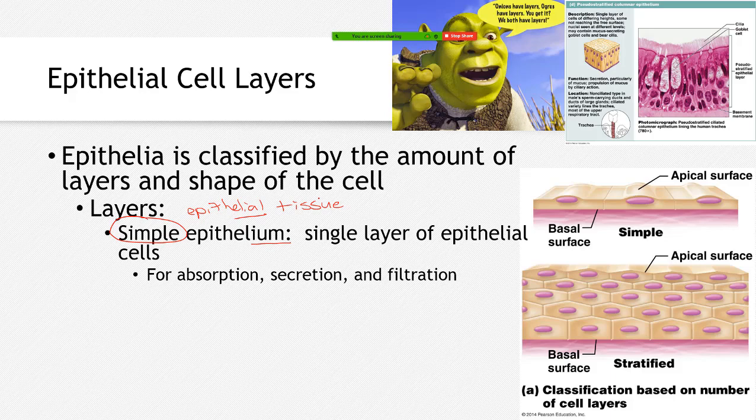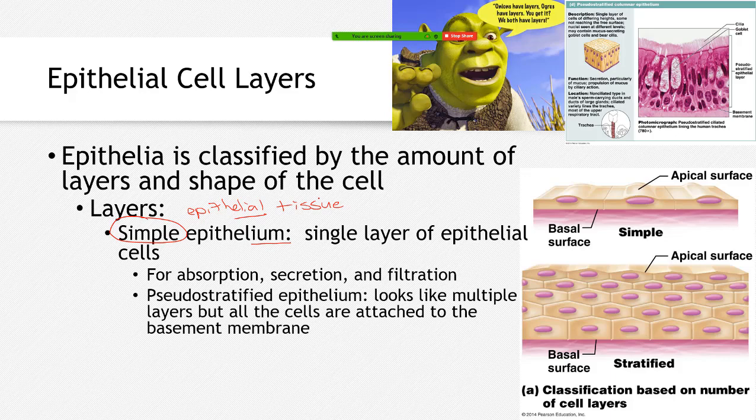Remember, absorption is to bring things into the cell. Secretion is the reverse, bringing things out of the cell. Okay. Filtration, we will talk about that in the urinary system, so we will get there eventually. But basically, it's kind of like if you filter coffee, it has to go through a layer, and it'll weed out the bigger things and allow the smaller things to pass through.